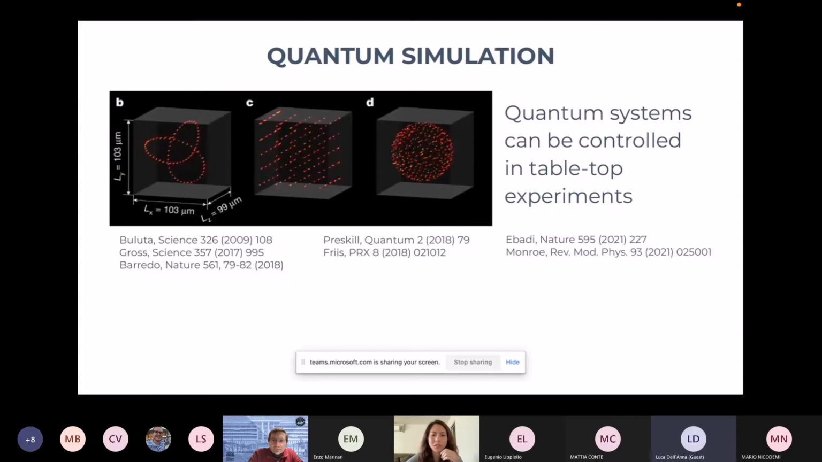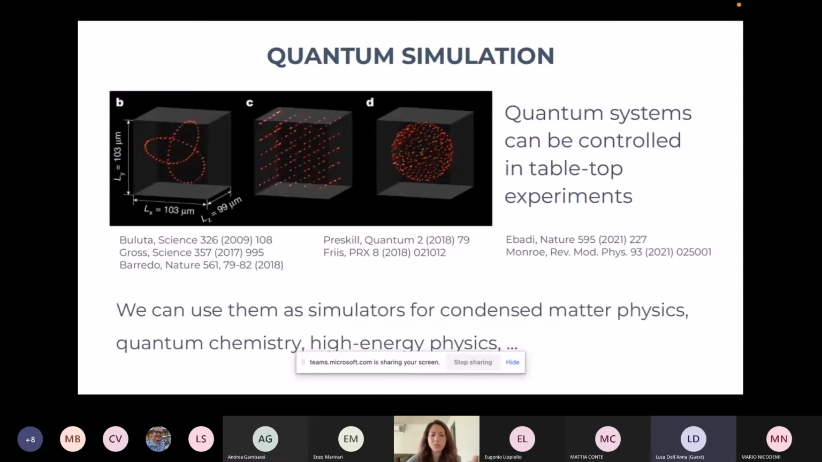It's a quantum object. And so from this came the idea that this kind of controllable quantum system could be used to study other quantum systems that are more difficult to understand. And this is the basic idea of quantum simulation. So we can study problems of condensed matter physics, quantum chemistry, or high energy physics using this kind of quantum system as simulators instead of using numerical classical simulations. And in this talk, I will focus on the applications to high energy physics.